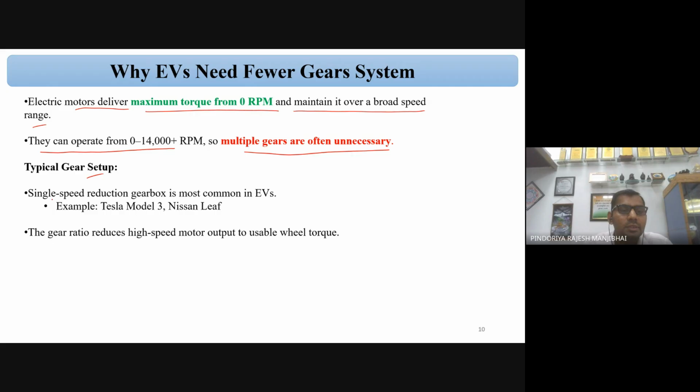Typically, a single speed reduction gearbox is most common in the EV. Examples are Tesla Model 3, Nissan. Most vehicles, 98 to 99%, use the single speed reduction gearbox. The gear ratio reduces the high speed motor output to usable wheel torque. Okay. So ultimately we use the gearbox to reduce the speed and adjust the torque, so we can optimize the use of the motor.